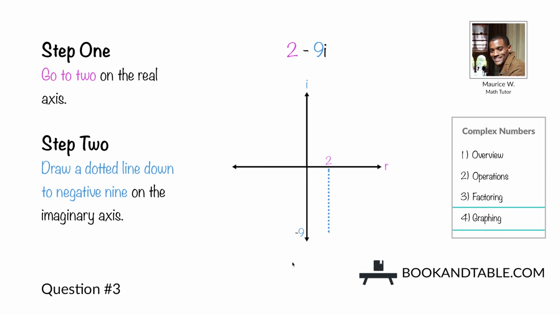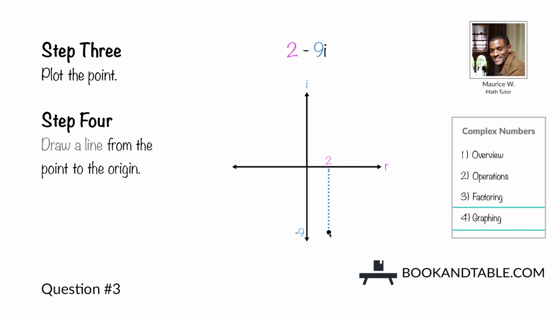Question number 3. We're asked to find the argument of 2 minus 9i. Step 1, go to 2 on the real axis. Step 2, draw a dotted line down to negative 9 on the imaginary axis, and then plot the point. You then want to draw a line from the point to the origin, creating a right triangle. The angle closest to the origin here is going to be the argument we are looking for.